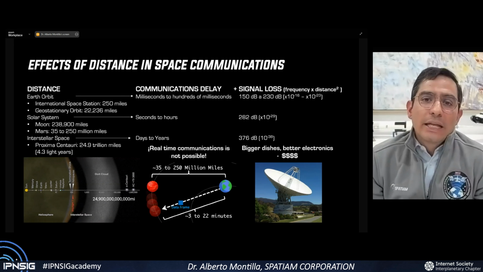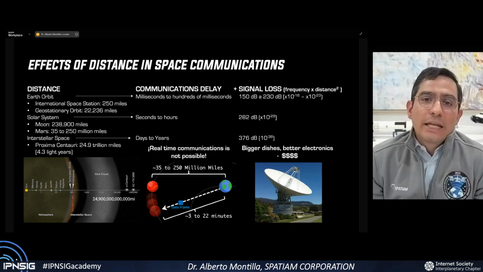Then when we move to farther orbits, like the geostationary orbit, which is 36,000 kilometers or 22,000 miles away, we're talking about several hundreds of milliseconds. So the delay continues to increase. But in that case, the longer the distance, the more signal, energy, or power is lost as an effect of the distance. In a general formula, the signal loss is linear to the frequency and the square of the distance. So the more the distance, the signal is going to be affected by the square of it. So the longer the distance is, the more energy and signal we lose.